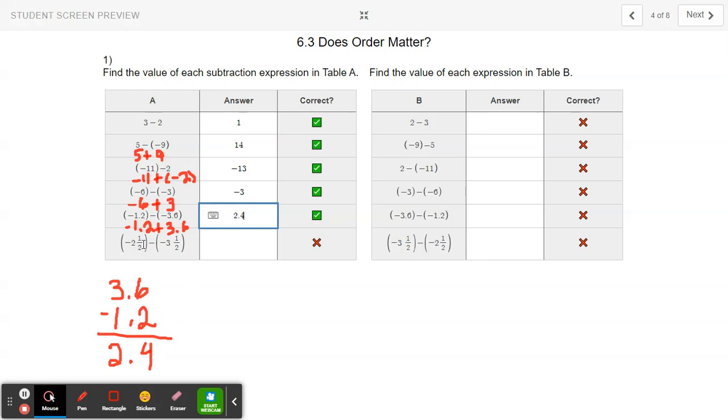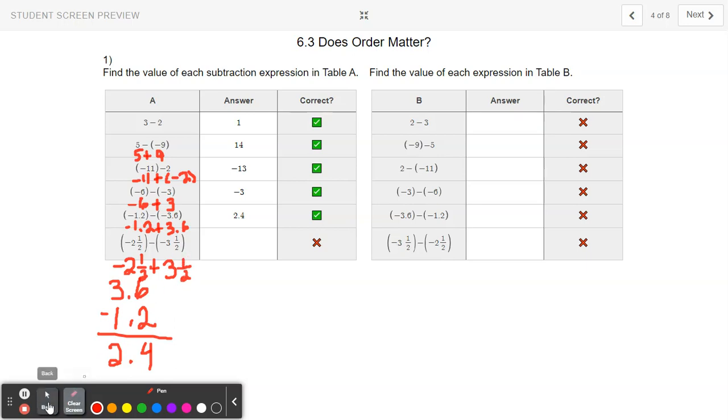And finally here, we have negative 2.5 minus 3.5. So this is the same thing as negative 2.5 adding the opposite, so that's positive 3.5. So in the end, I'm really finding the difference. What's the difference between a positive 3.5 and the negative 2.5? It is 1. And it's going to be a positive because there's more positives here. The answer is simply 1.